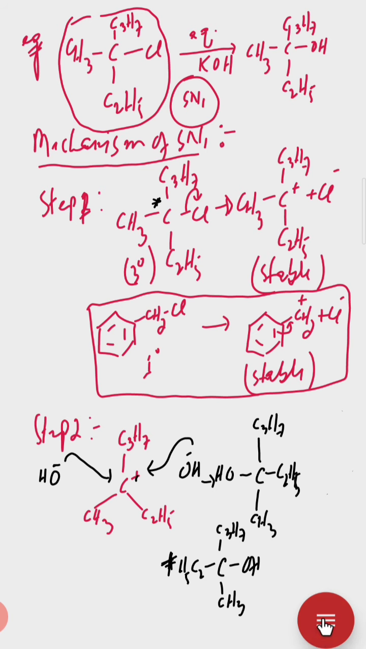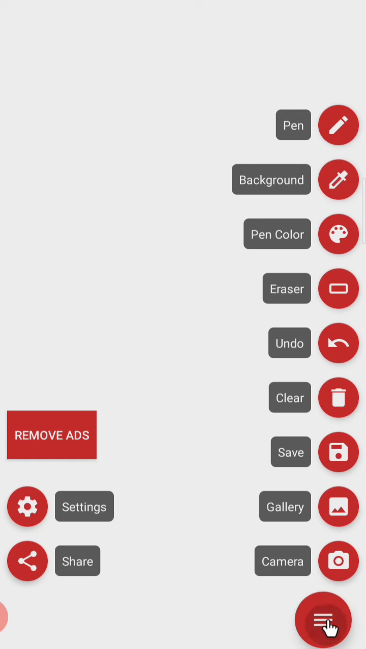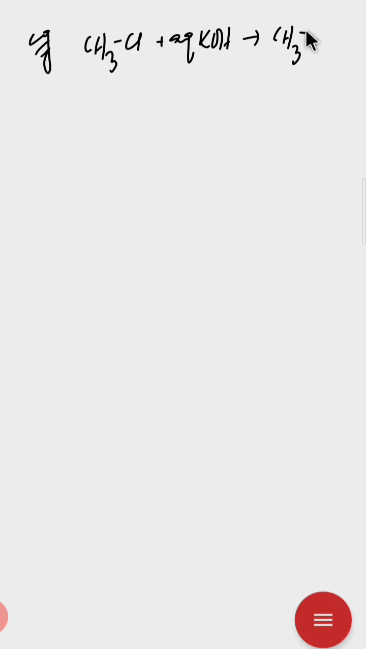Okay, let me do another reaction with which I can explain the SN2 mechanism. So this is methyl chloride, and if it is reacted with aqueous KOH, then Cl will be substituted by what? OH, and KCl will be there. So this reaction will occur through the SN2 mechanism, because this is a primary halide, methyl halide, right?